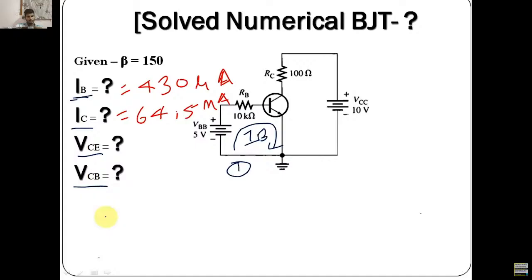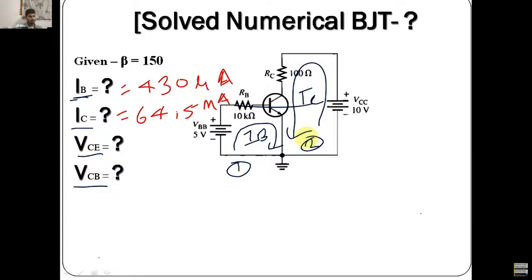So this was loop number 1. Now let us apply KVL in loop number 2. So this is loop number 2. Let us say the current flowing through this loop is IC, which we have already found. So this is IC. So this is loop number 2. So you may apply the KVL on loop number 2.